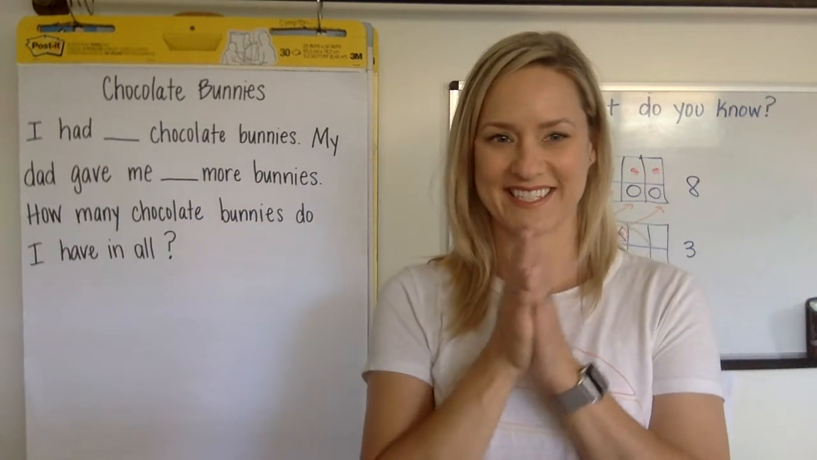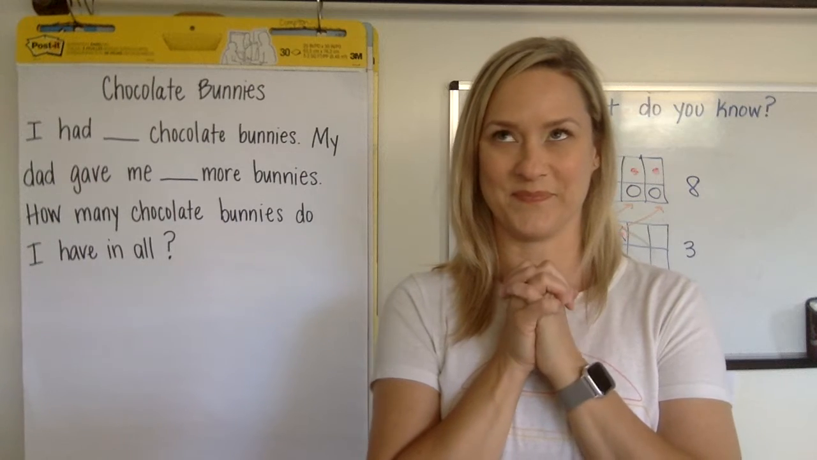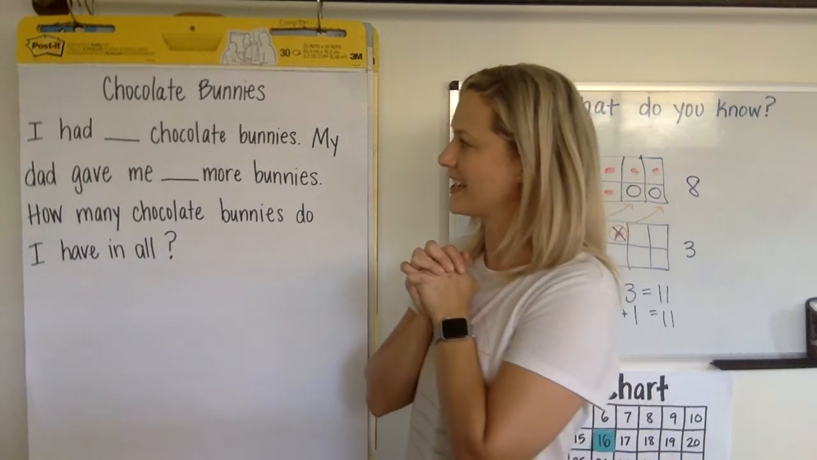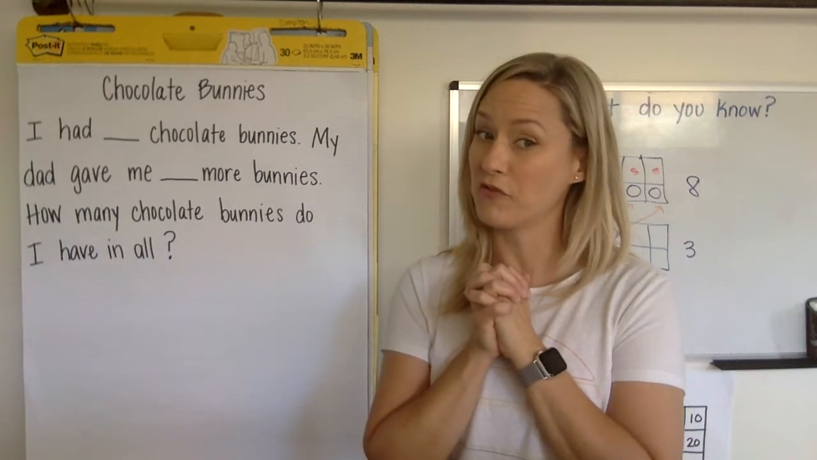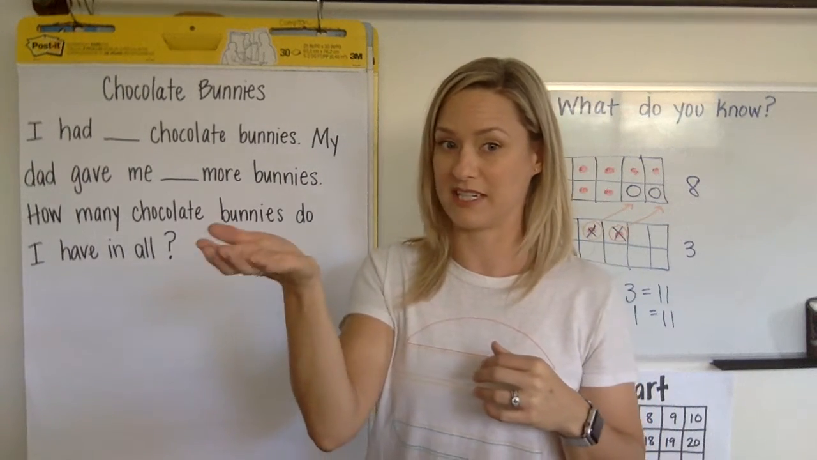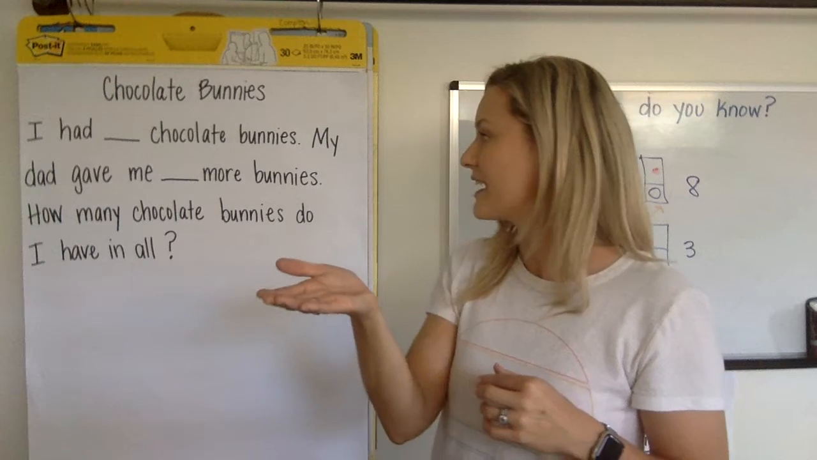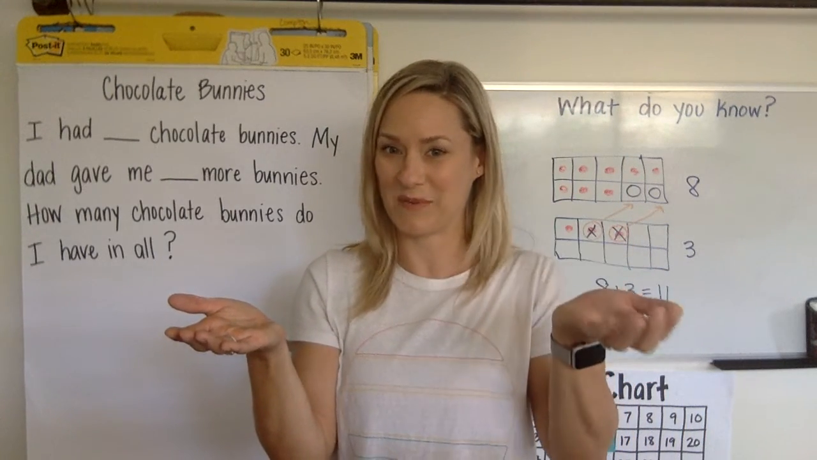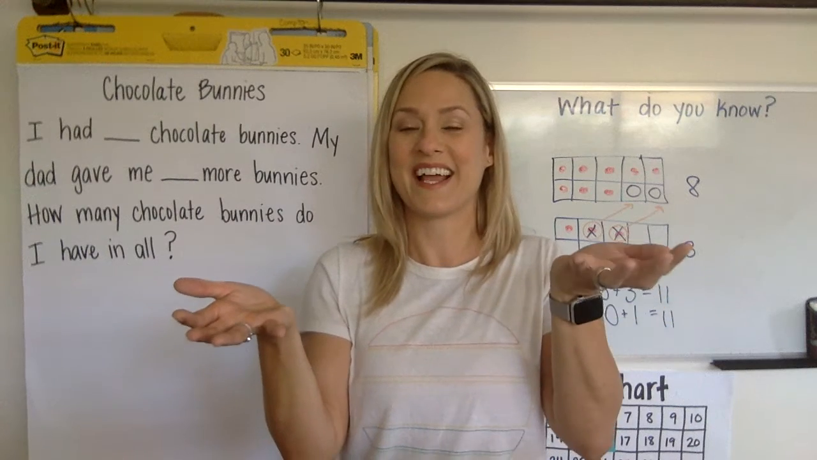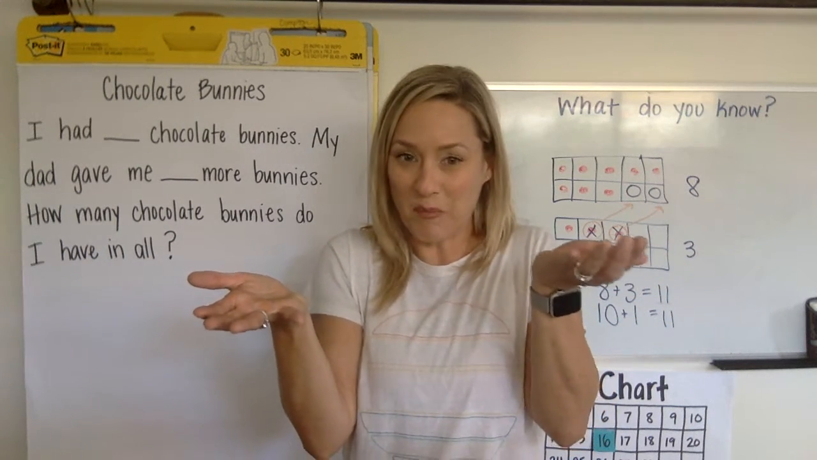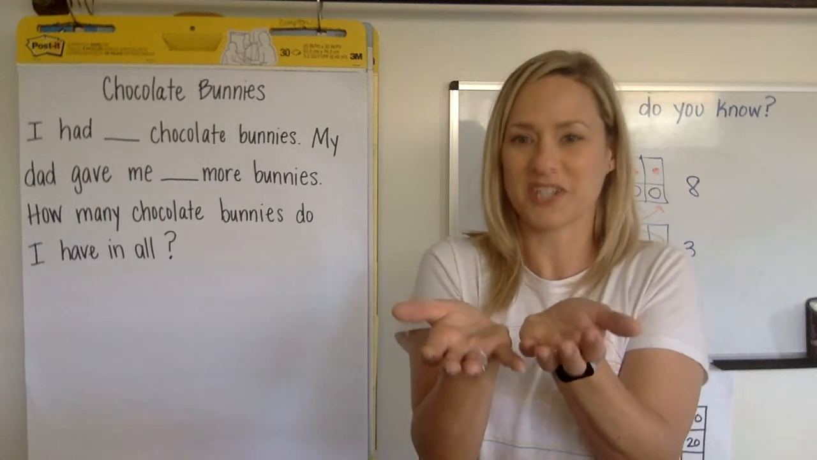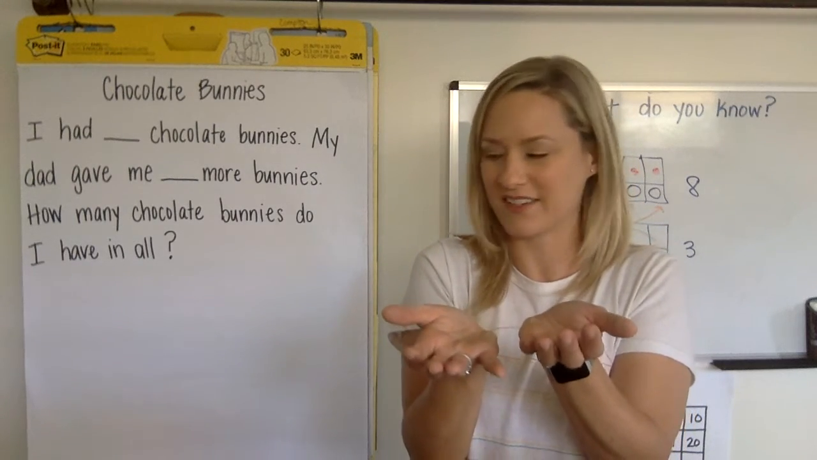All right, so let's see, what do we know for sure? I'm going to guess that you would say, you know for sure that we started with some chocolate bunnies, so we had some to start. And I'm going to guess you would say, you know for sure Dad came in. He must have been in a good mood, and he gave you even more chocolate bunnies. And we're trying to find out how many chocolate bunnies we have all together.